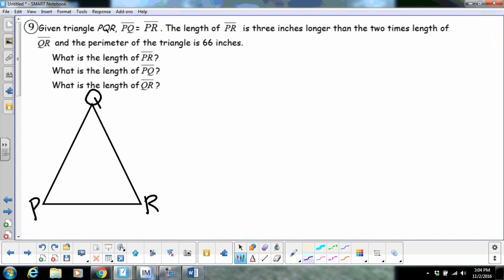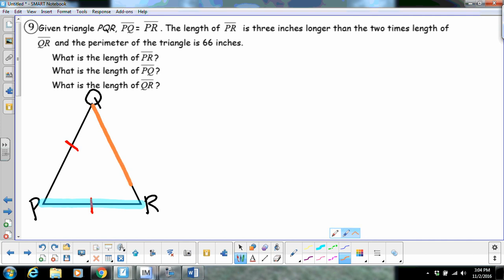Remember, you can put your labels anywhere you want to. All right, I just always go in order, left over, around to right. Okay, so PQ equals PR. So I'm going to put a tick mark on PQ and PR. I know those are congruent. PR, so that's this side down here, is 3 inches longer than 2 times the length of QR. Okay, so PR is referencing QR.